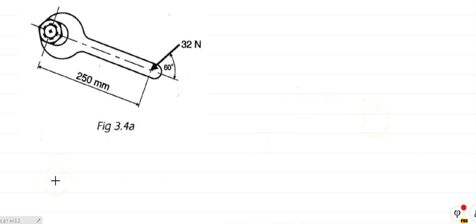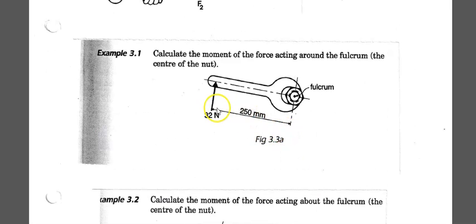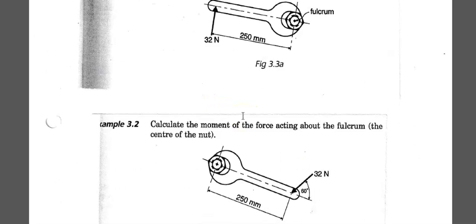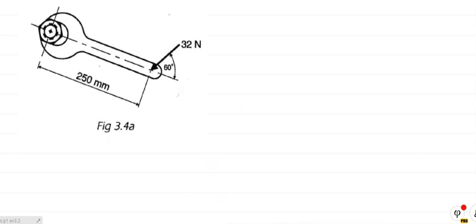Right, what's the definition of a moment? Force multiplied by perpendicular distance. Now, in the previous one, we had force multiplied by distance. How different is this one? Is it the same? Notice there, the force is 32 newtons, the distance is 0.25 meters, but it's not acting at right angles to the point of rotation. So we can't say that the moment is 32 multiplied by 0.25. That will be wrong.